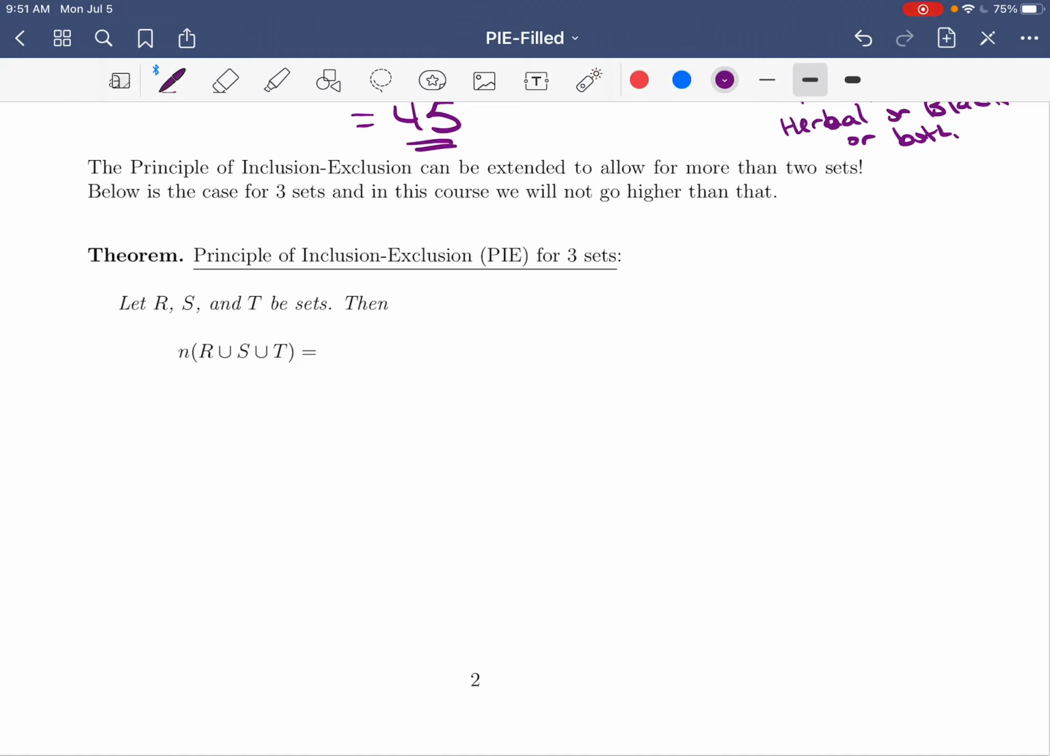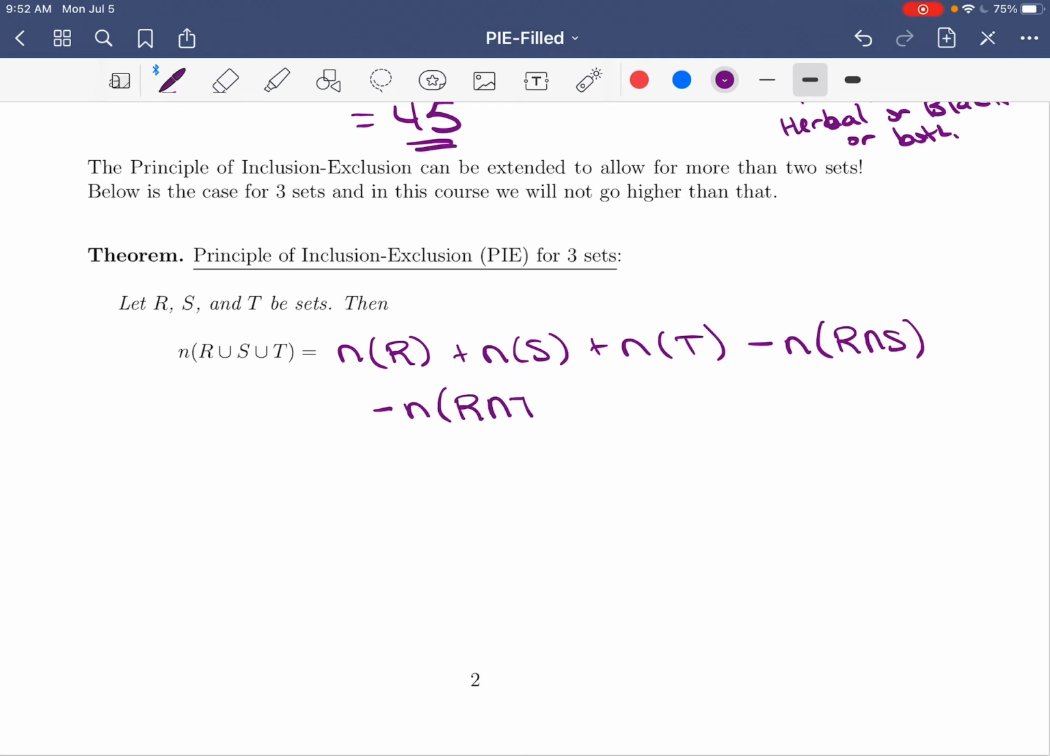The way that I find that is I would take the number of things in R, and I would add the number of things in S and the number of things in T. And then what I want to do is subtract off. I've overcounted because some things are going to be in more than one of these sets. So I've counted them 3 times when I only want to count them once. So I subtract the number in the intersections: the number in R intersect S, and the number in R intersect T, and the number in S intersect T.